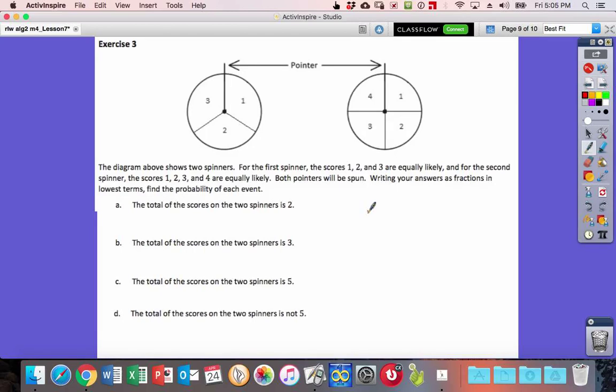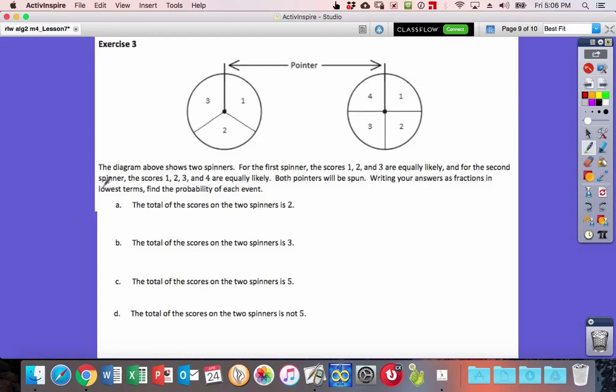Okay, here's the last one. And this one's a little bit more challenging. So let me get this one going. It says the diagram above shows 2 spinners. The first spinner, the scores 1, 2, and 3 are equally likely. And for the second spinner, 1, 2, 3, and 4 are equally likely. So they're fair spinners. Both pointers will be spun. Writing your answers as fractions in lowest terms, find the probability of each event.